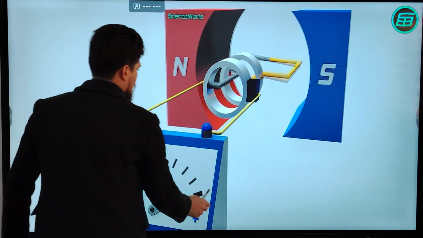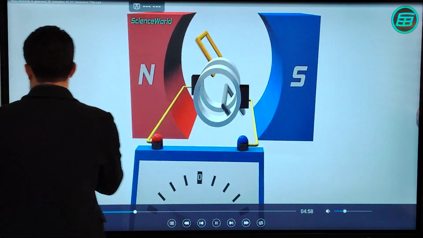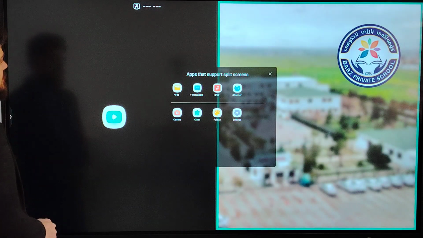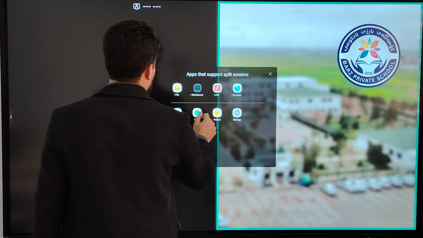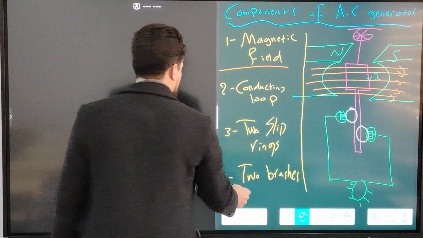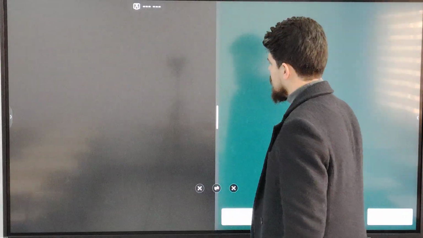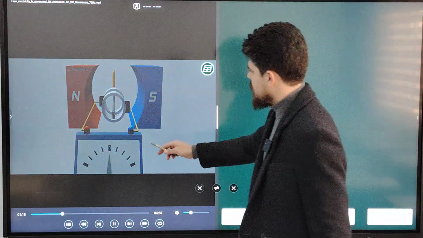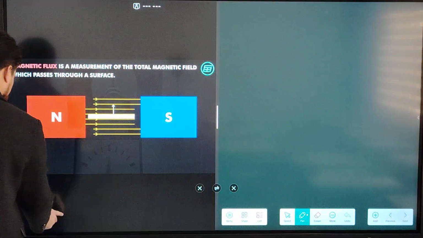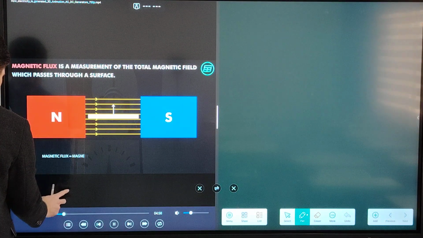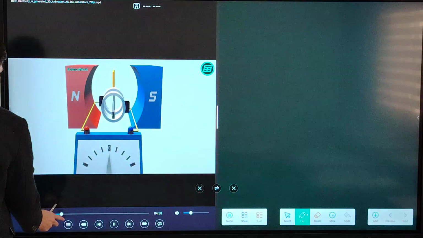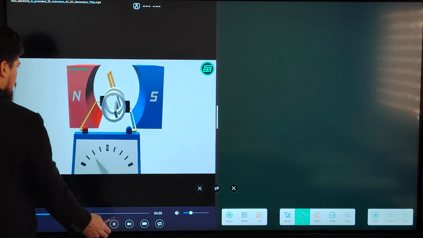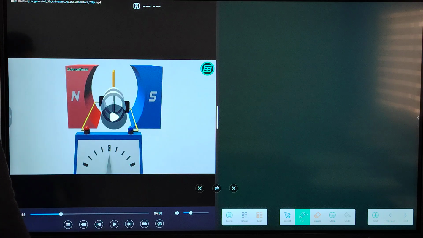When the armature starts to rotate, an electric current is formed. This is because the magnetic flux changes over time. Magnetic flux is a measurement of the total magnetic field that passes through the surface. In a field that rotates, an electric current is formed. Guys, look.